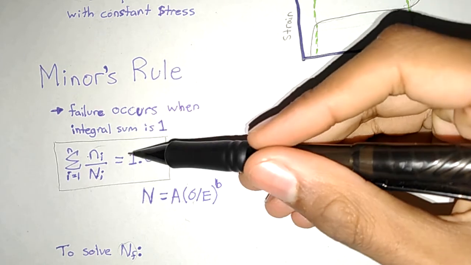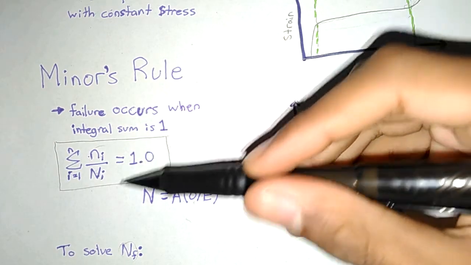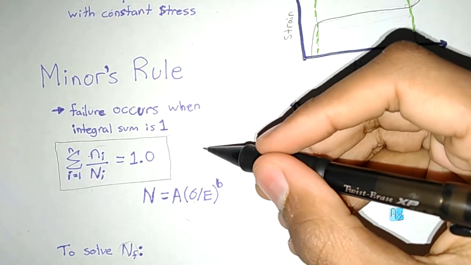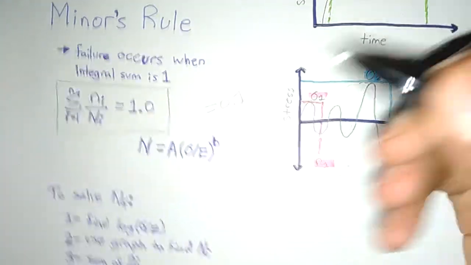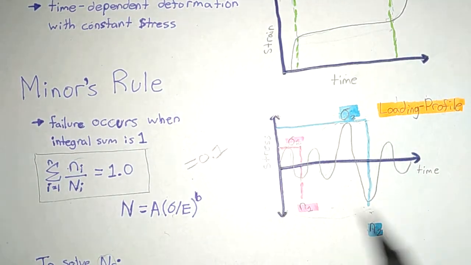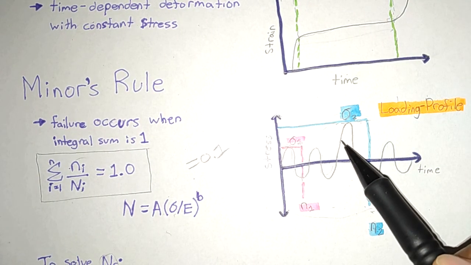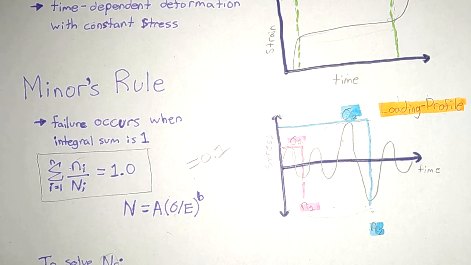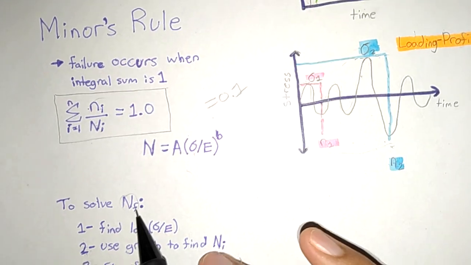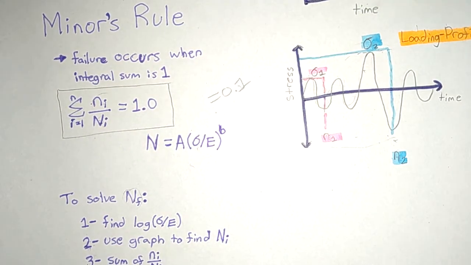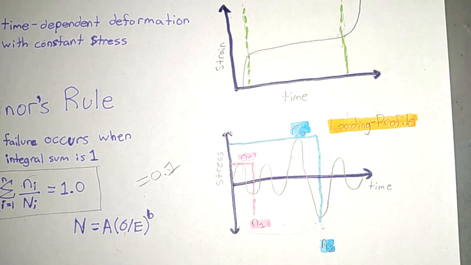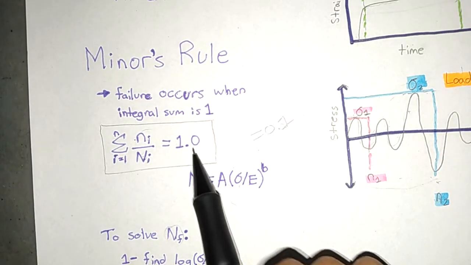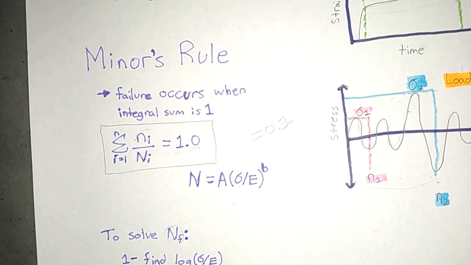Well, if I invert the number I get, let's say this sum is equal to 0.1, that means I can allow 10 of these cycles. 10 of these cycles can occur before failure occurs. So the actual number of cycles, if I invert this one, would be 10. I can have 10 of these cycles before failure occurs, because Miner's rule states that the sum needs to equal 1 before failure occurs.